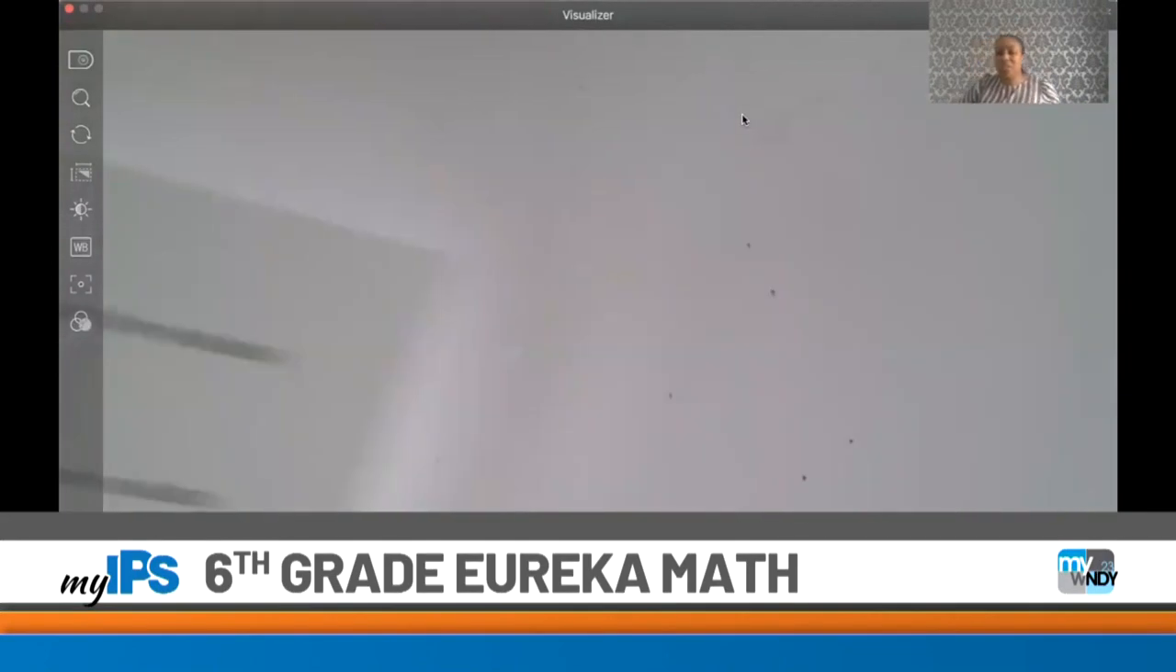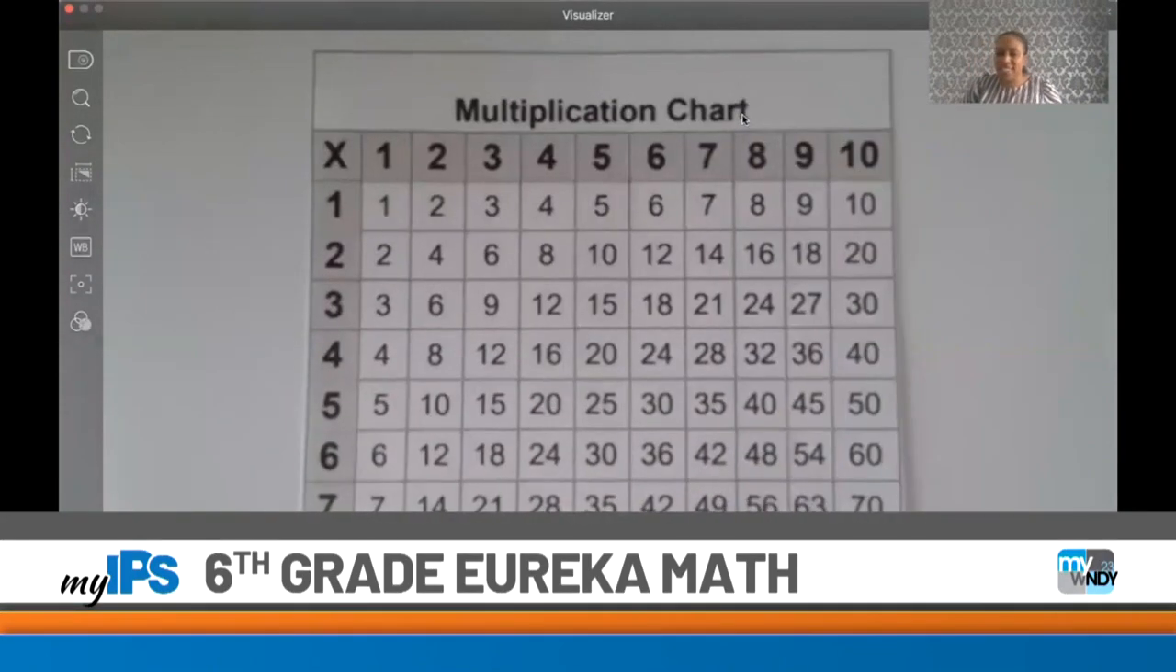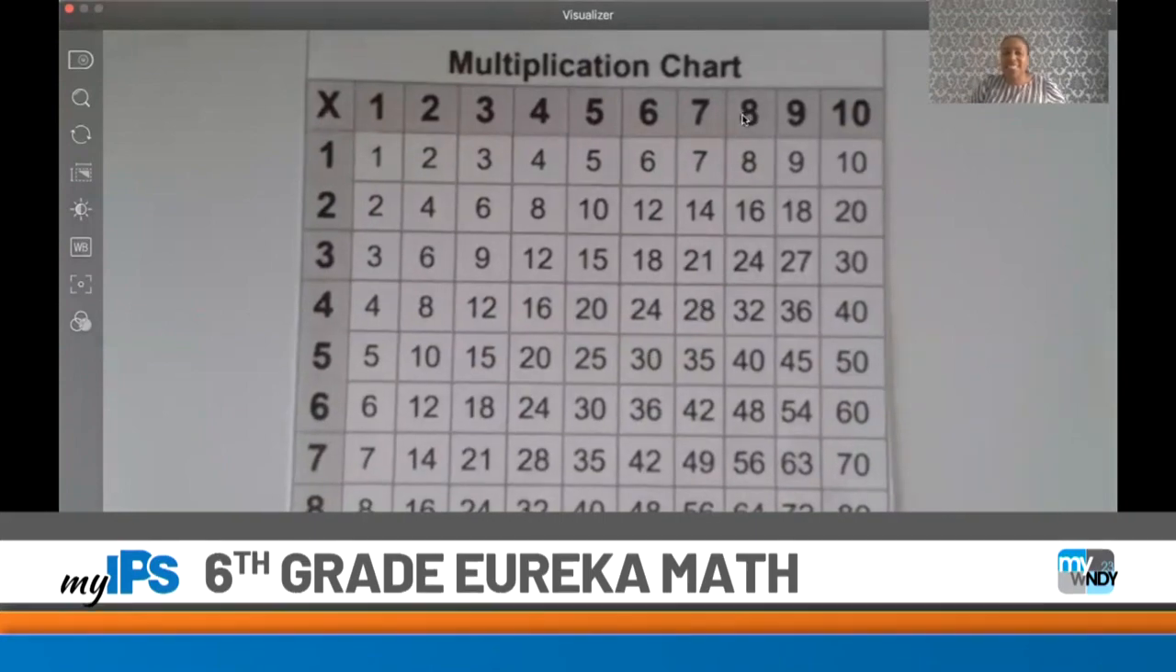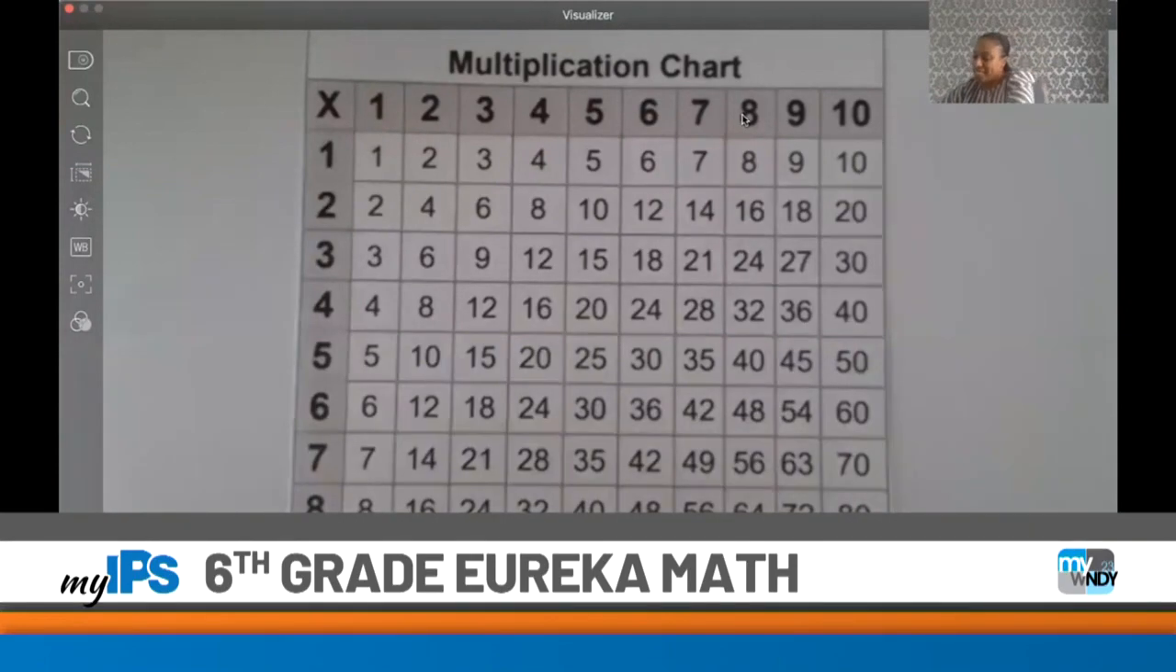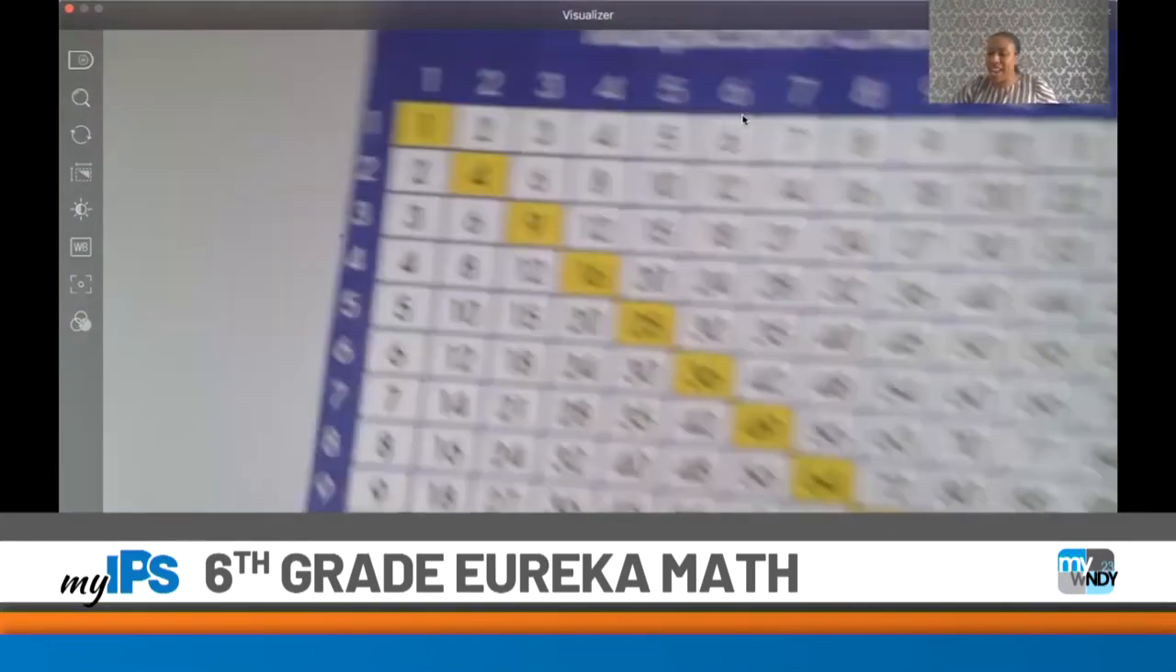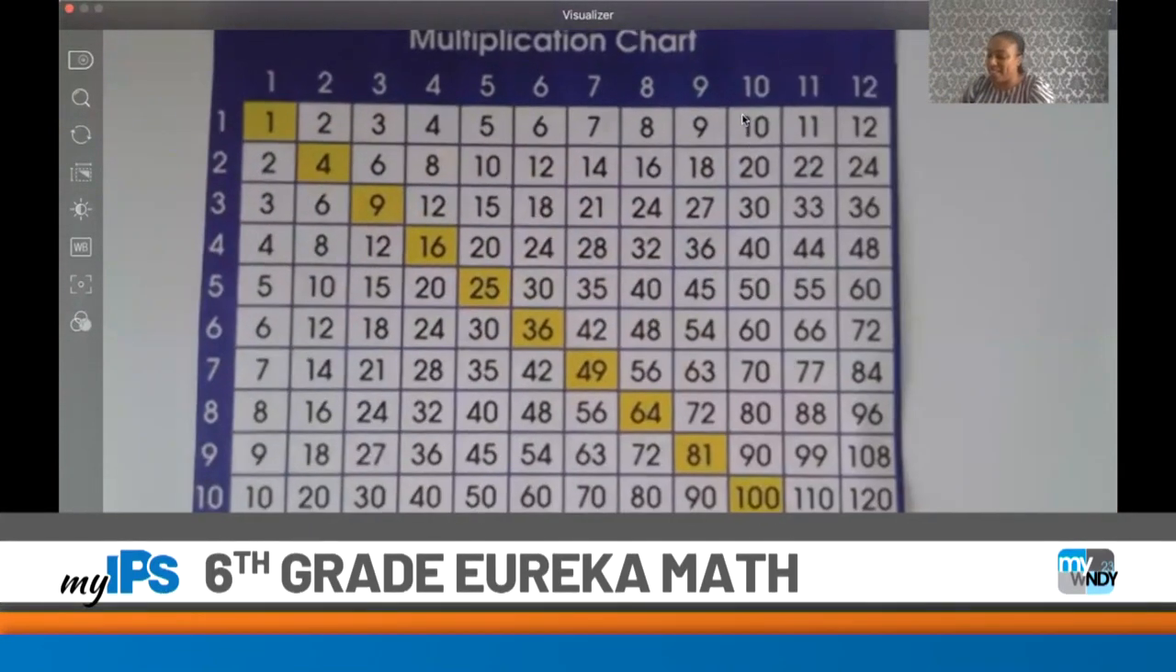I want you to think about a multiplication chart. Take a look at the multiplication chart. Where are the squares found on this multiplication chart? If you said on the diagonal, you are correct.